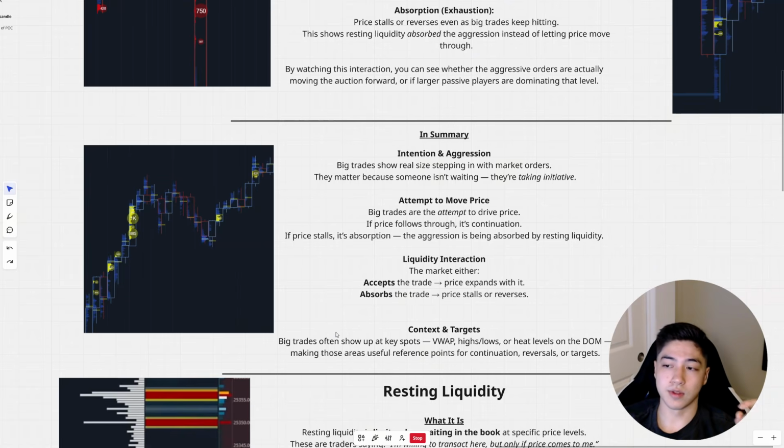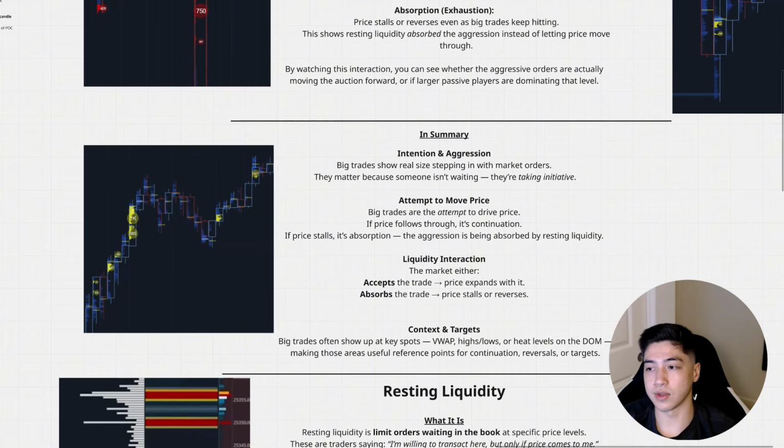We look at the big trades coming in, and also where they're coming in, because they often show up at key spots. These are things like VWAP, or highs and lows, or heat levels on the DOM, because if there's 300 contracts sitting at a specific level, obviously we're going to need to enter with some pretty decent size at market to be able to push through the resting liquidity. So it makes those areas useful as reference points for continuations, reversals, or targets.